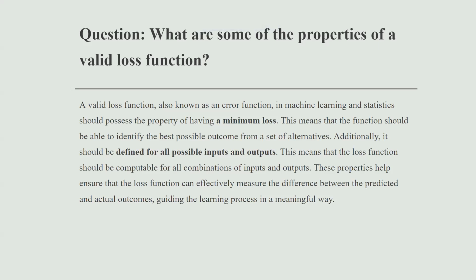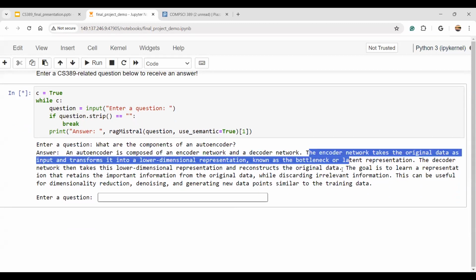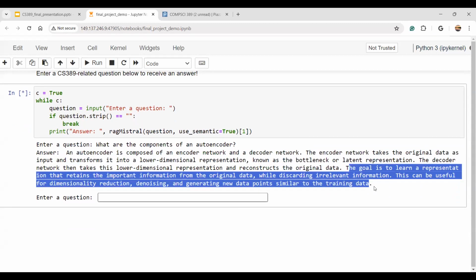And as you can see, it highlights some key points that we talked about in class, such as having a minimum loss and being defined for all possible inputs and outputs. Similarly, for our question about an autoencoder, it mentions encoder and decoder, describes these two aspects, and describes as well the overall purpose of an autoencoder, which is a very helpful response.